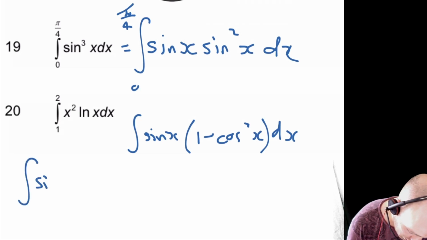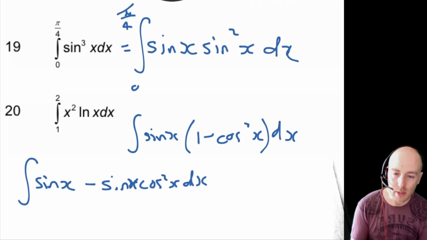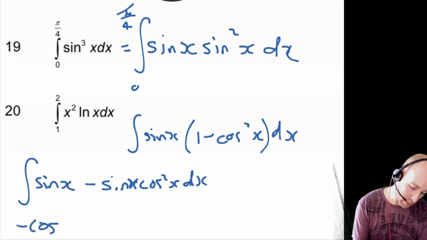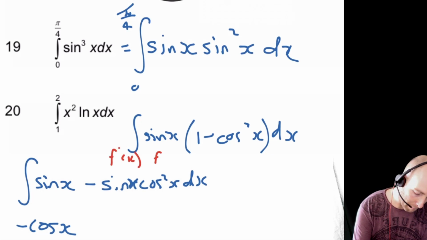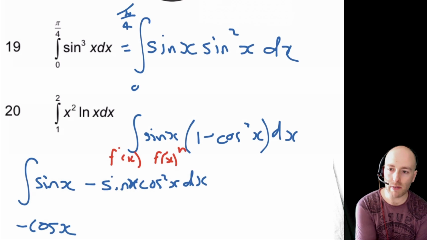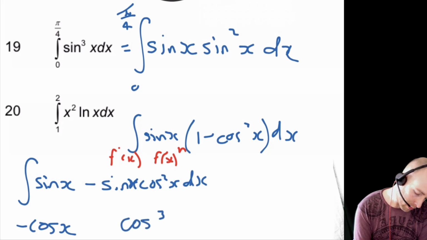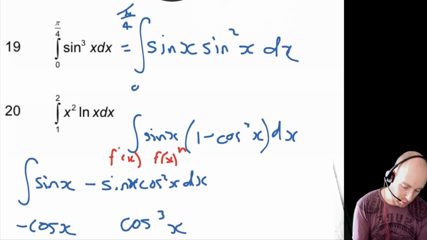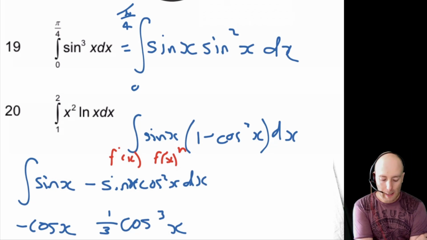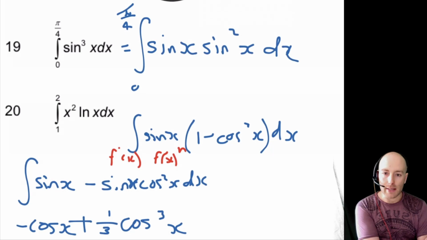Then expand it to get sine x minus sine x cos squared x. Then the sine x is going to integrate to give us minus cos x. And this one, we have a function times its derivative, so we've got the function squared. So we're going to try f(x) to the n plus 1, so we're going to try cos cubed. If you differentiate cos cubed, you get a 3 out the front. We don't want the 3, so we need to divide by 3. But you would get the minus, so that's fine. So we're going to get this as our answer.